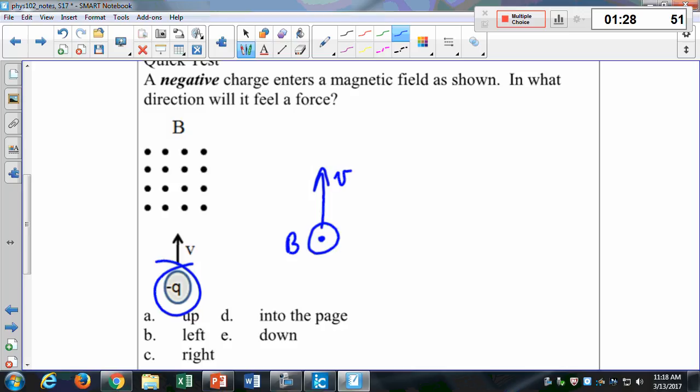Ask your neighbor if you like. I'm going to stop at 140. 140?